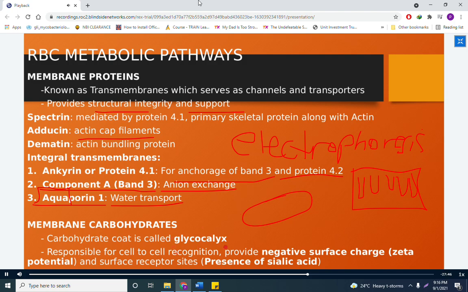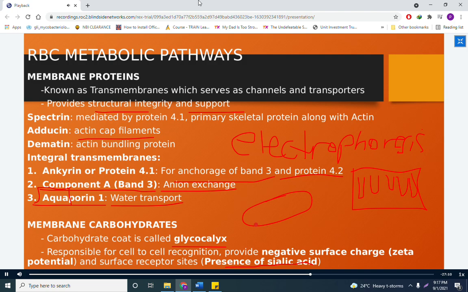Now, the RBC class, its surface is covered by a coat, a carbohydrate coat class, known as your glycocalyx. Now, your glycocalyx is responsible for cell-to-cell recognition. Then class, take note, your glycocalyx has a negative surface charge. This negative surface charge is what you call zeta potential. And your zeta potential happens because of the presence of sialic acid. Again, class, the carbohydrate coat is called glycocalyx. It is responsible for cell-to-cell recognition.